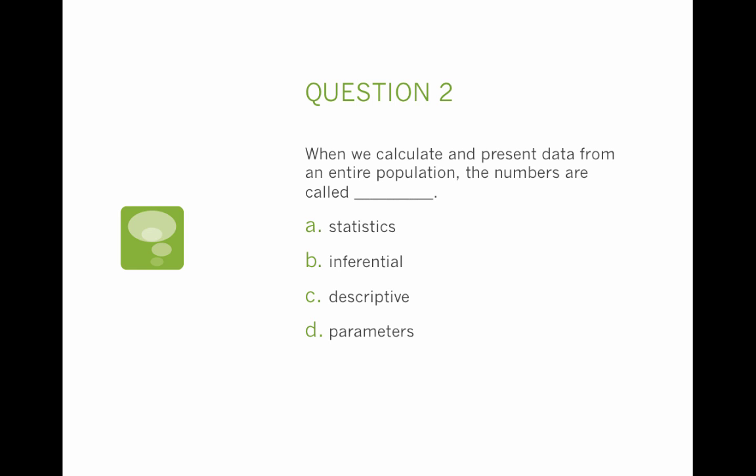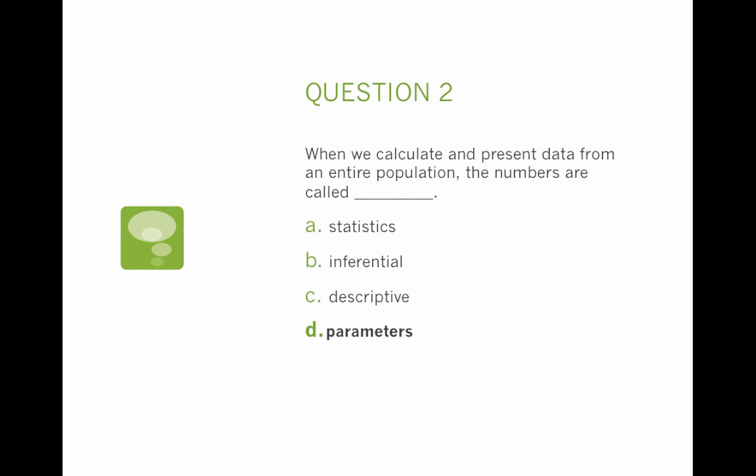Question 2. When we calculate and present data from an entire population, the numbers are called what? Statistics, inferential, descriptive, or parameters? Well, do you remember me saying SNS and PMP in the very first week? SNS and PMP, what does that mean? Well, let's start with PMP. PMP means population and parameters, or SNS means sample and statistics.